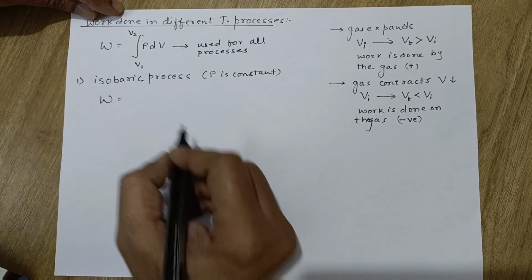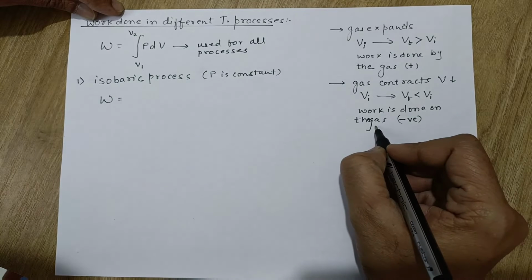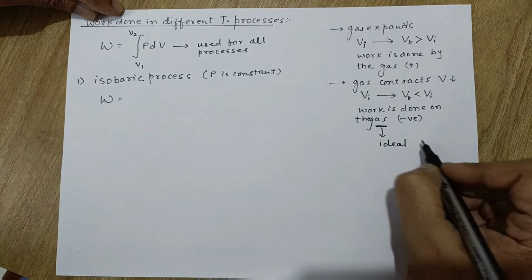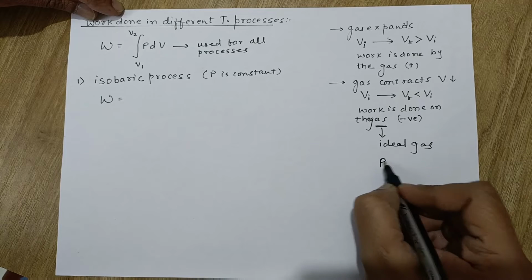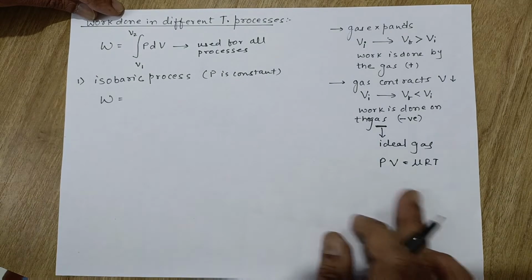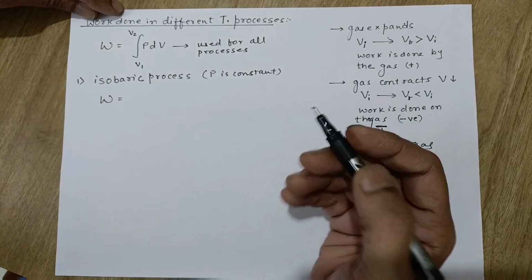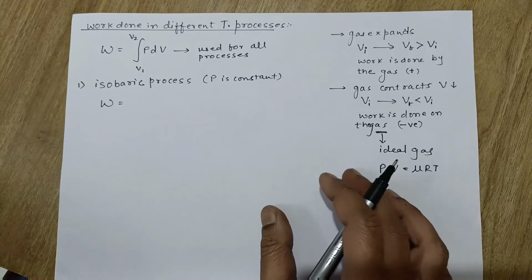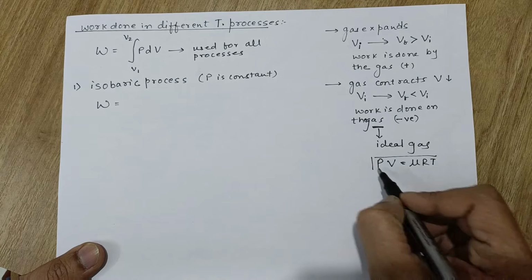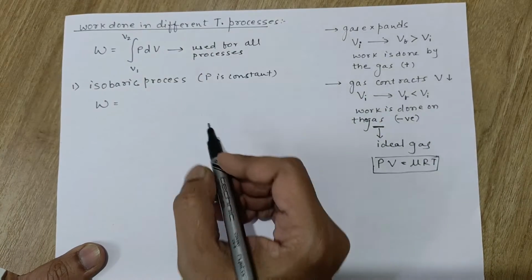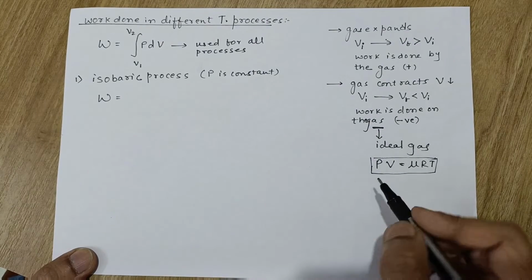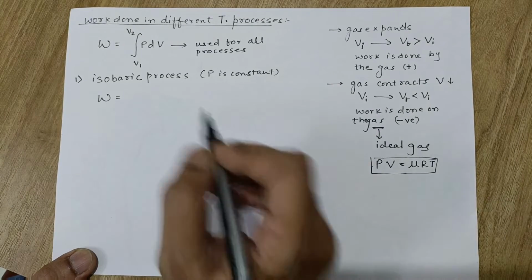Correct? Now one more thing: since we are talking about gas, and the gas is an ideal gas, we can use PV is equal to mu RT in any of the cases, because we are supposed to investigate the work done by the gas, and the gas itself is an ideal gas. So we can use this equation in any kind of thermodynamical process, whether it may be isobaric or isochoric or isothermal or whatever it may be. We are going to use this anywhere, right?